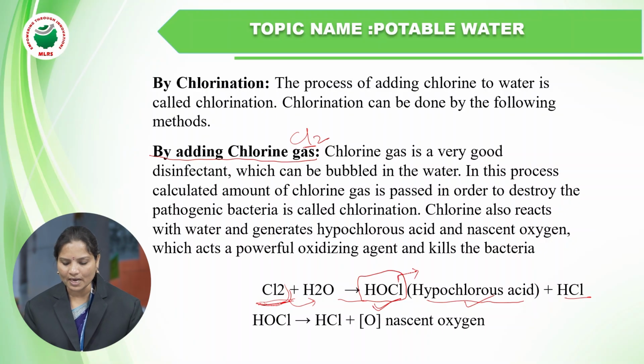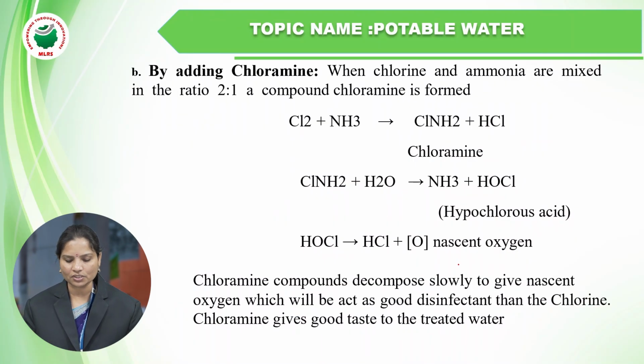This hypochlorous acid is a very powerful disinfectant, and it is also an oxidizing agent. So this is a very powerful hypochlorous acid disinfectant. It reacts with all the harmful bacteria and destroys them. So the destruction of all the germs in the chlorination process kills the bacteria by this powerful oxidizing agent. This is one of the methods of the chlorination process.